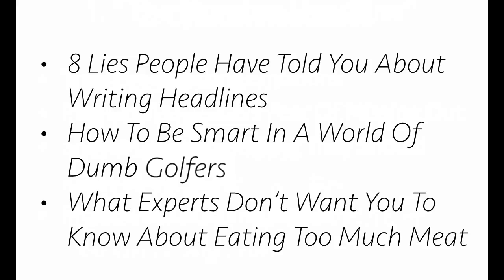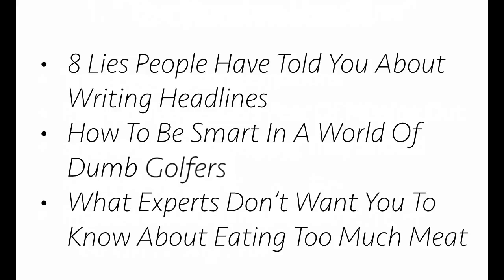So you could say, 8 lies people have told you about writing headlines. See, you instantly want to know what these lies are. We have a habit of wanting to know what is negative against us. It's a survival mechanism. Second one, how to be smart in a world of dumb golfers. Don't be afraid to use words like that, because it really evokes emotion and people want to read articles like that. Articles that aren't afraid to go against the grain are more likely to tell the truth. And the third one, what experts don't want you to know about eating too much meat.